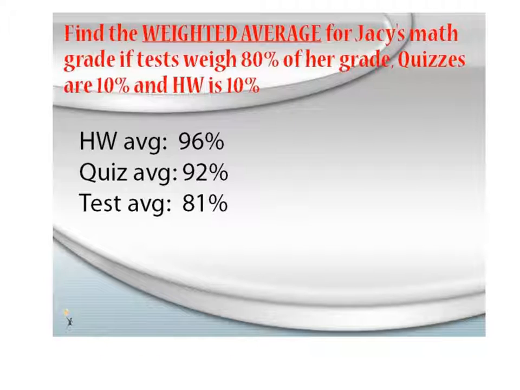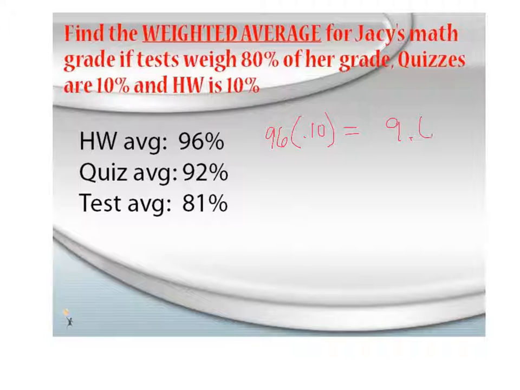So if you look at this example, for JC's math grade, her tests actually weigh 80% of her grade. And then her quizzes are only 10% and homework is only 10%. So a lot of weighting goes into the tests. So how does a teacher figure out how to determine that grade? Here's how this weighted average would work. You take what JC's homework average was. That was a 96. And you're going to take 96 and multiply it by what weighting it gets. Homework is 10%, so I'm going to take it times 0.10.